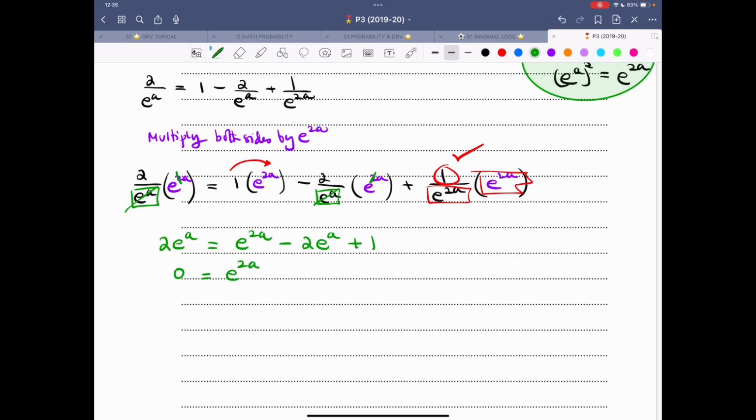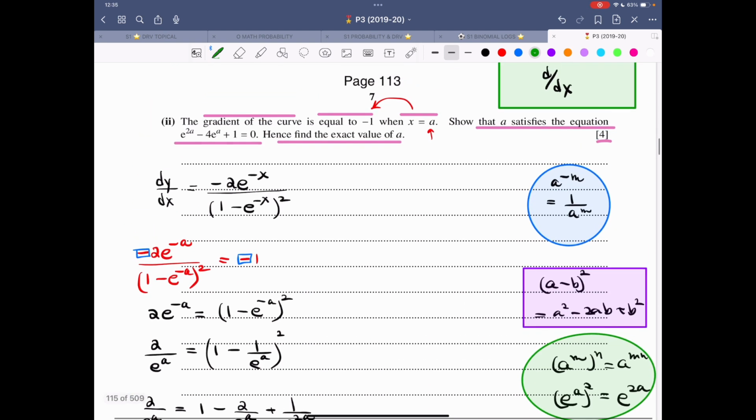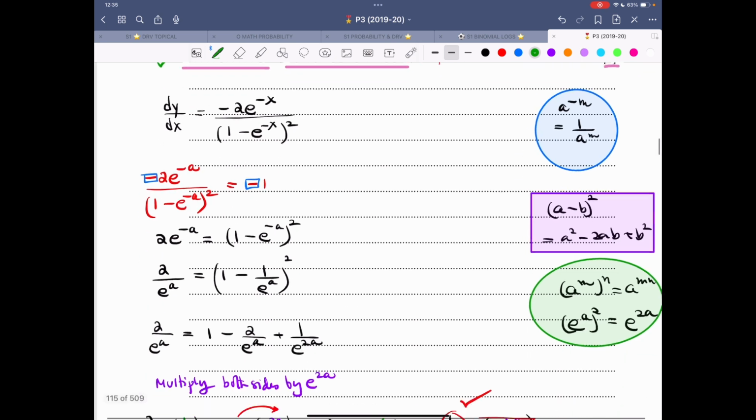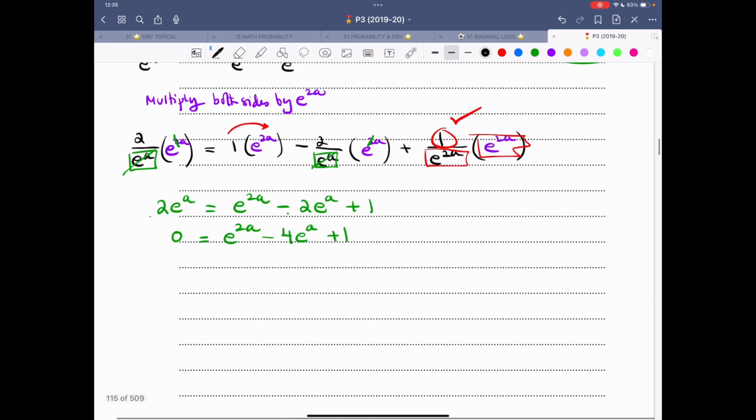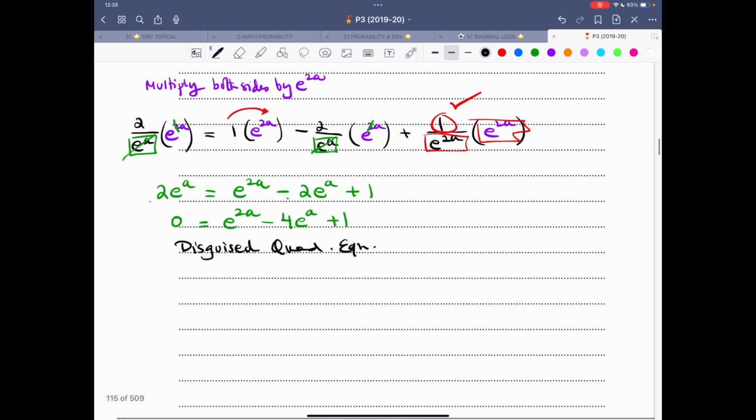This is e raised to power of 2a, negative 2, negative 2. That is negative 4 e raised to power of a plus 1. Is that the equation? Yes, so far so good. We have reached till this point. Now realize the fact that this is a disguised quadratic equation. Whatever you have studied in P1, that whole knowledge will be used over here.